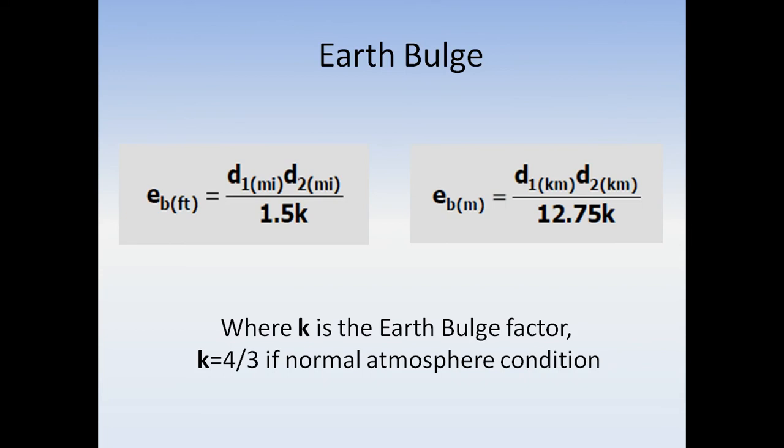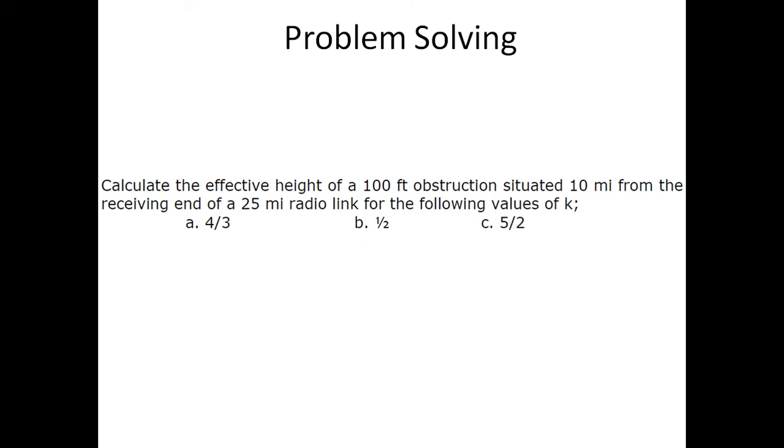Yung K, dun sa libro, maraming values pala, hindi pala formula. 1, negative 1, infinity, no, and 0. Pero hindi naman masyadong lumalabas yung mga values na yun sa mga problems. Madalas, laging 4/3. Kaya 4/3 na lang yung nilagay ko, if normal atmospheric condition. Okay? Earth bulge in meter naman is equals to D1 in kilometer times D2 in kilometer divided by 12.75 times K. Okay, so let's have an example.